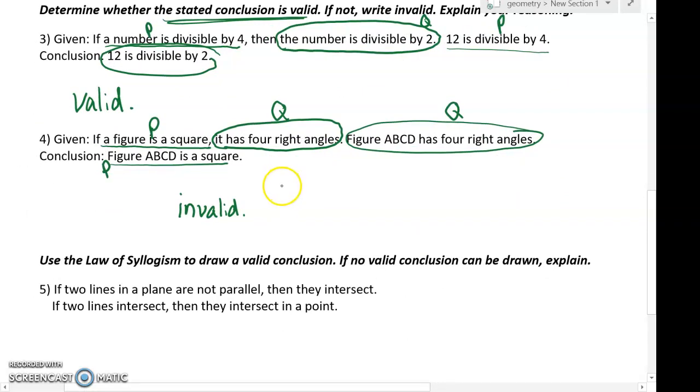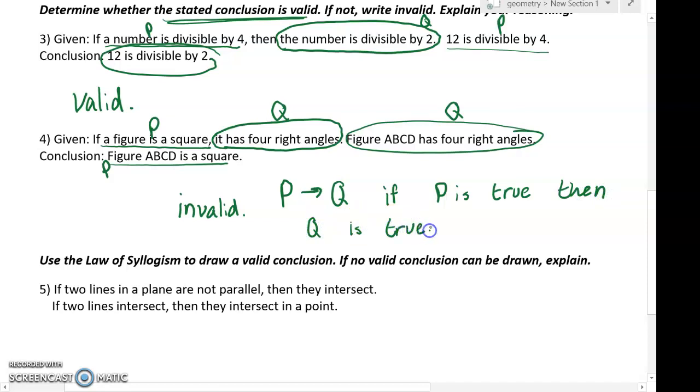So I'm going to write it out again. Law of detachment. If P is true, then Q is true. Not the other way around. And that was called law of detachment.